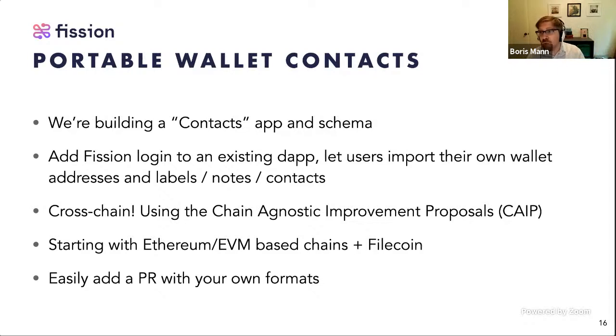And with Filecoin, because of the work that we're doing there in generating Filecoin keys, it makes sense for us to showcase that as well. And if there are other chains that you want to add, easily add a PR with your own formats. It's a very basic schema. Users will be able to even go into their Fission drive and kind of edit the JSON file directly, which we're looking forward to showcasing.